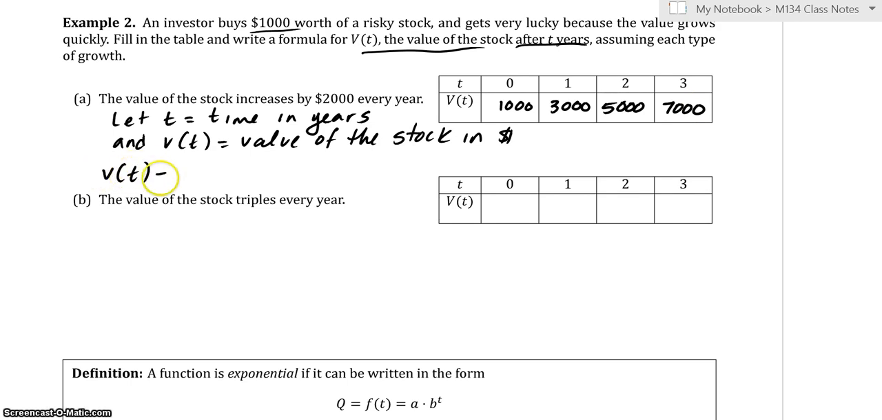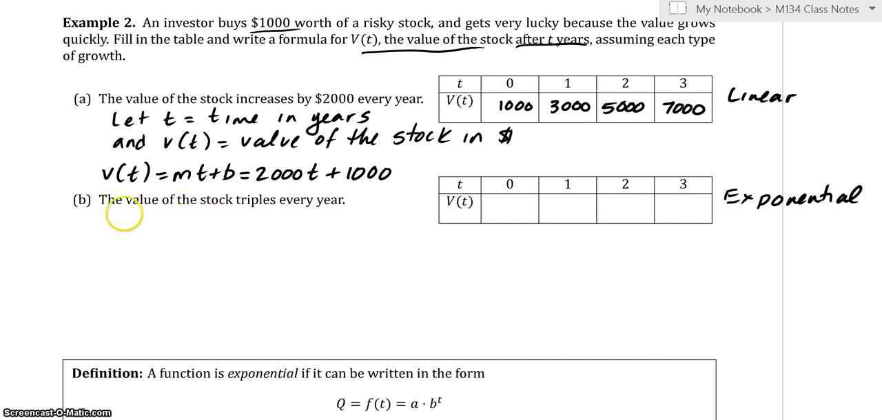Again, the formula has to be linear because we're adding. That's our old formula. M is the rate, the 2,000, and then the initial amount is usually the b. And we can test it. 0 is 1,000, 1 is 3,000, 2 is 4,000 plus 1,000. It looks like it works. So that again is linear. Now let's look at exponential.